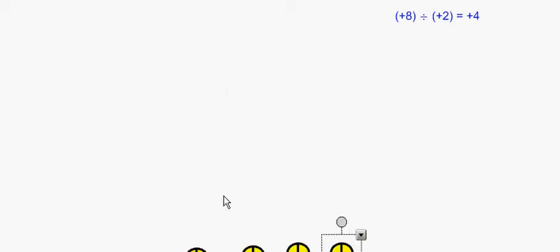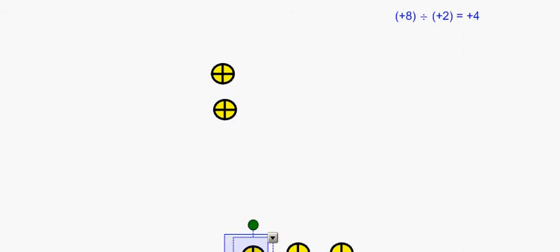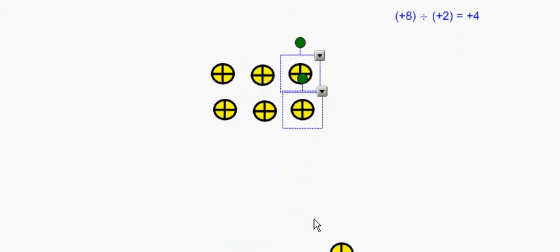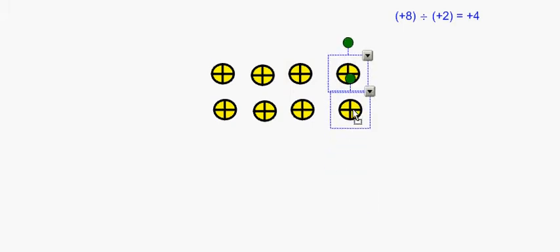The other way I could think of that question, I wanted to get to positive 8, but I wanted to find out how many groups of positive 2 I had to do. So if I have groups of positive 2, how would I get to positive 8? Again, I would have to add 4 groups of positive 2. So my answer again would be positive 4. I'd have to add 4 groups of positive 2 to get to my positive 8.